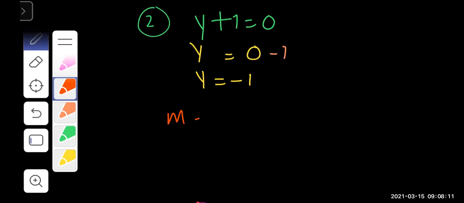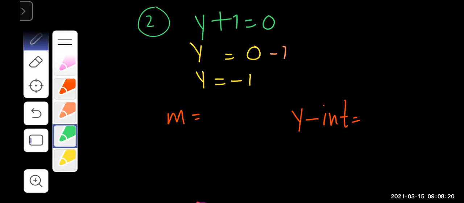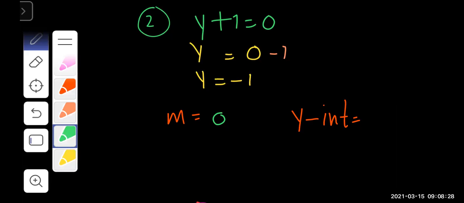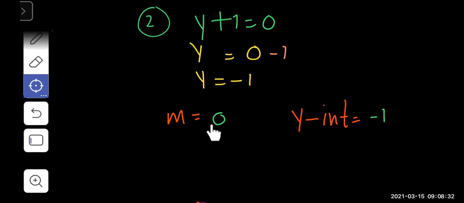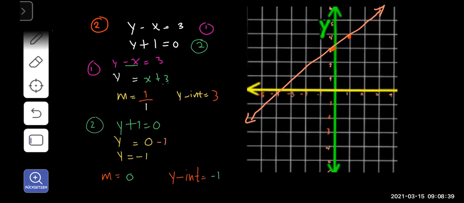Slope and y-intercept. What is my slope, guys? What is the coefficient for x? 0. You're right, because I don't have x. And what is the y-intercept? What is the number alone? Negative 1. Guys, when you got 0 as a slope, what is that? A horizontal line, right?